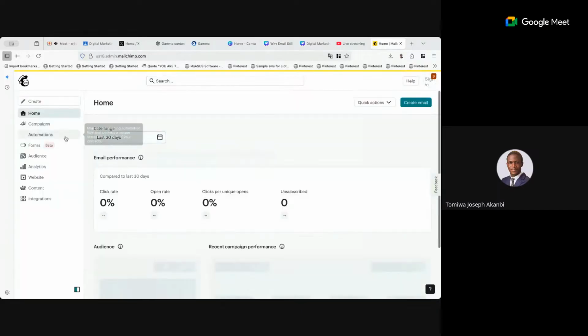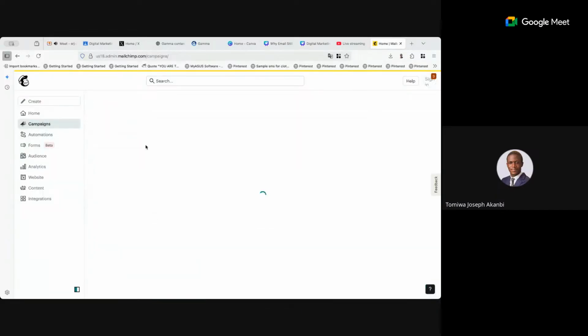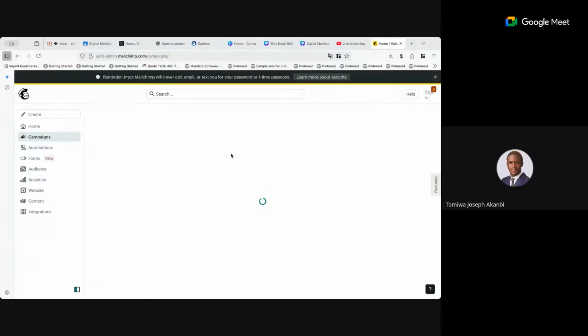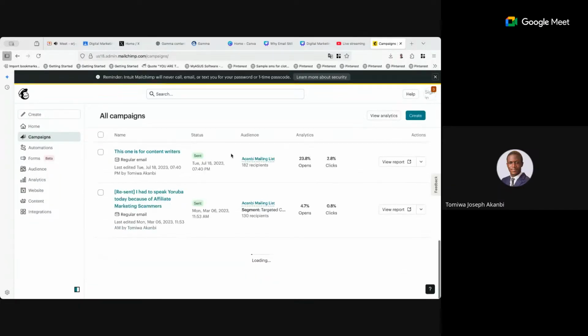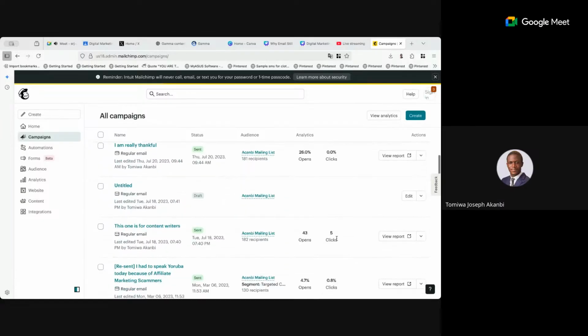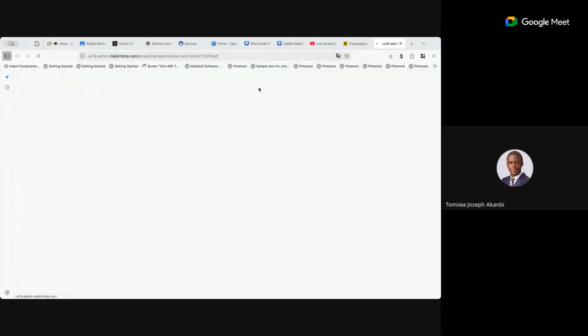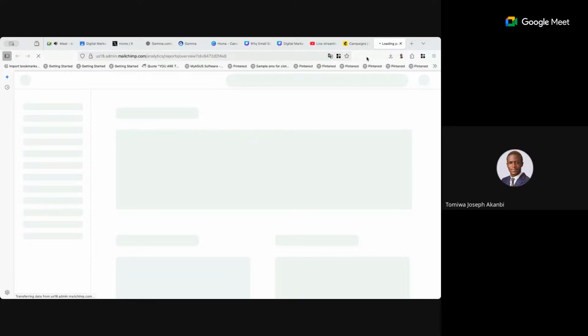I think Mailchimp is ready for me. Let me go to campaigns and go to my past campaigns. This is when I used to have a blog. I may open the blog again later on if I want to. So let's look at the report of this email. I wrote this email for content writers. Only God knows what's inside, but that's the subject of the email. Let's check out the metrics that are there.